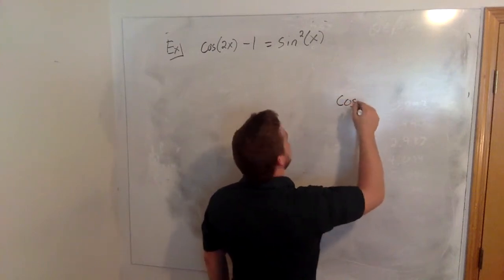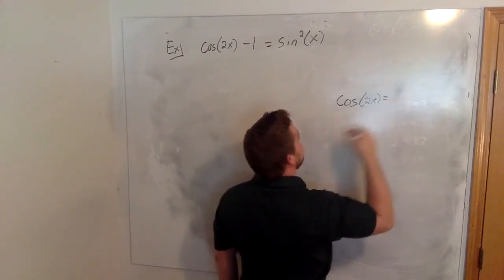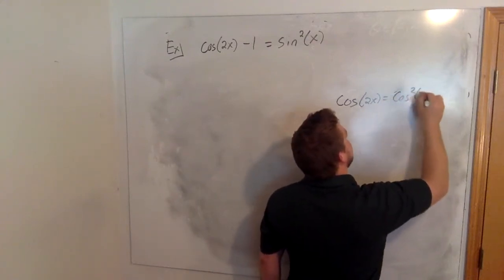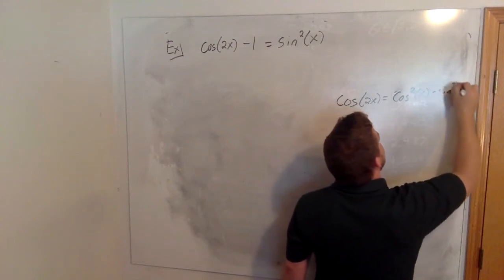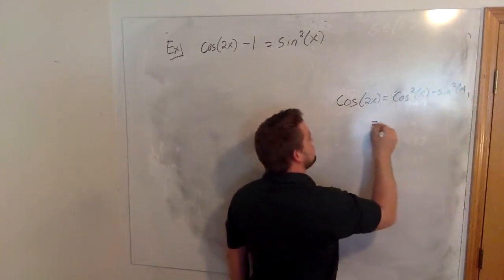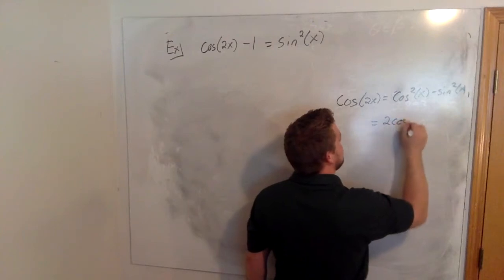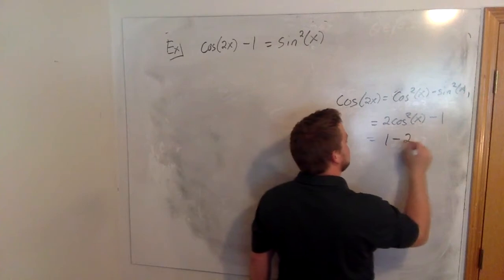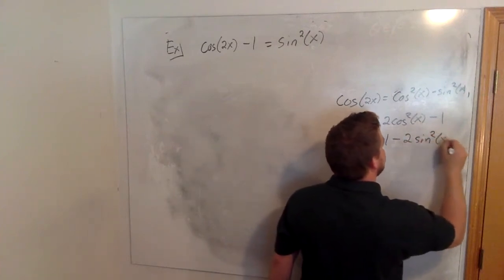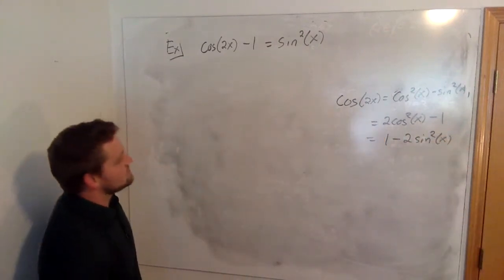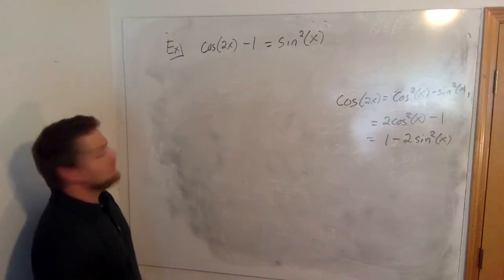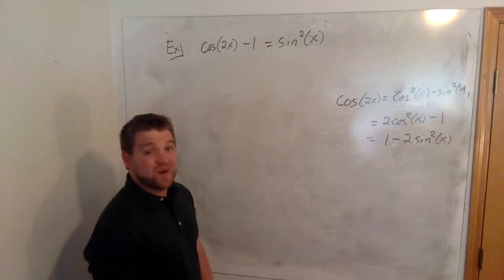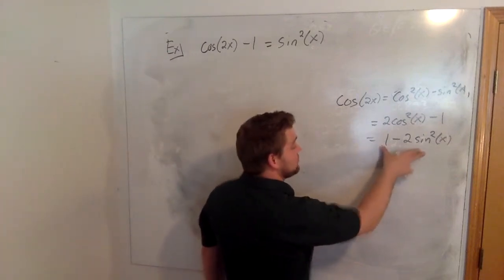Let's see, cosine of 2x. Well, what are the 3 versions of this? Well, there's cosine squared of x minus sine squared of x. Another version of it is 2 cosine squared of x minus 1, and also 1 minus 2 sine squared of x. So let's think about which one of these is going to help us the most. Well, it would be really nice if we could have this all in terms of sine squareds. So I'm going to choose to use this version here.